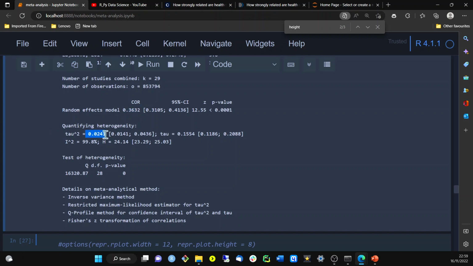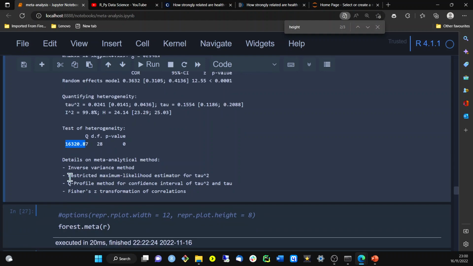So the tau square is 0.024. This is large, and the tau value is actually 0.15. This is not a small value, this is a large value, so that means there is really high heterogeneity. I square is also 99%, and the H statistic is 24.14, and then you see the confidence intervals. And again, this is the Cochrane Q value, which is defining heterogeneity again. We will come back to discuss some of these points in the next sessions, but still you can see there is really high heterogeneity.